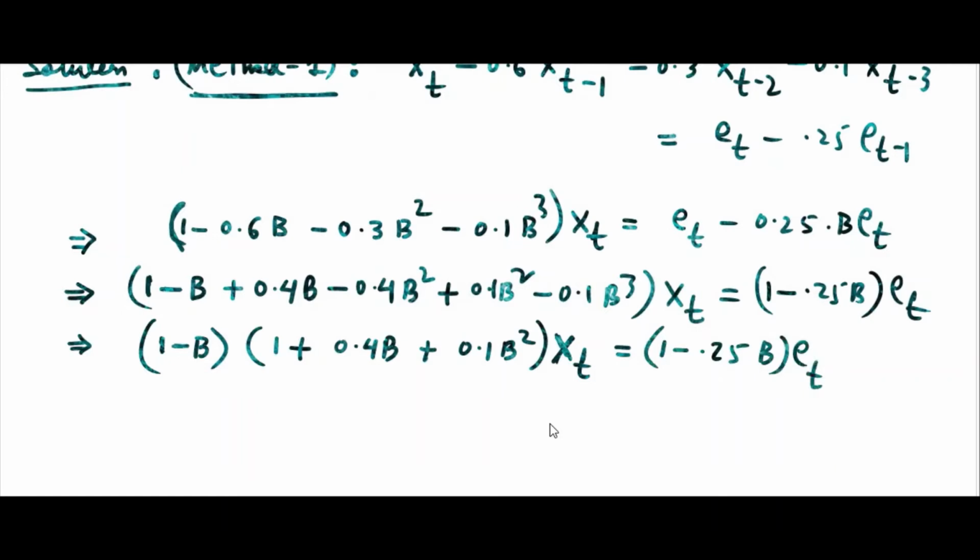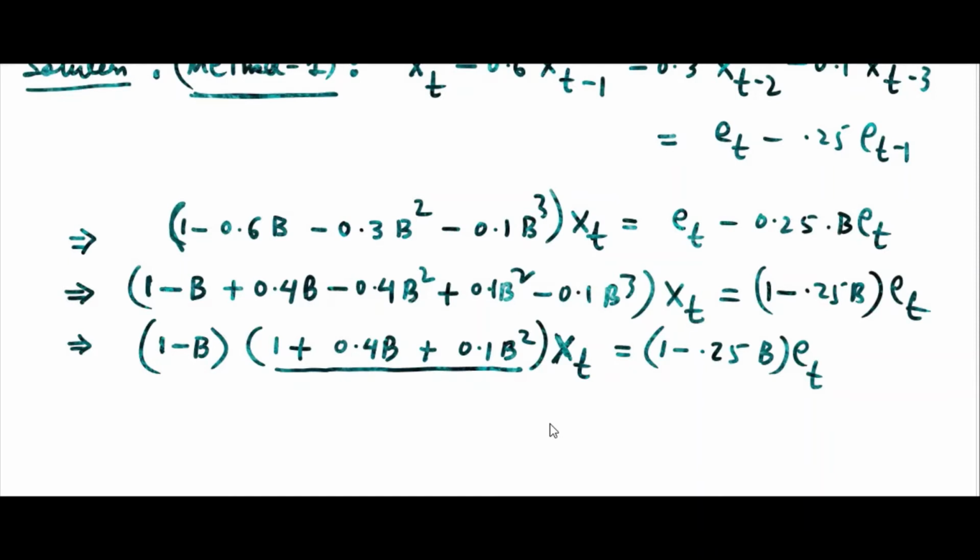You check for this polynomial as well. If there is a 1 minus b factor, how can you check? You put 1 in b and check whether this expression is 0 or not. If you put 1 here, 1 plus 0.4 plus 0.1, that is not 0. So 1 is not a root of this polynomial, so definitely we will not get a 1 minus b factor. Here if you put b equal to 1, you check, it will be 0. Okay, this is 0 for b equal to 1.